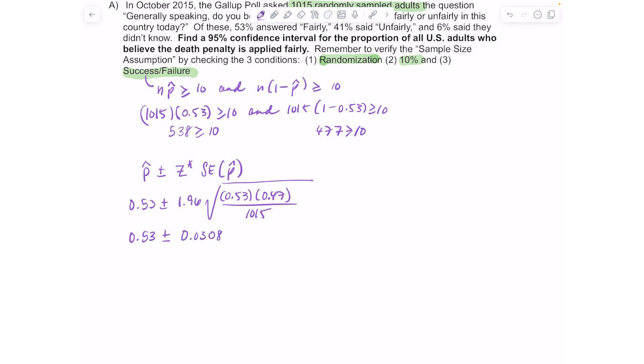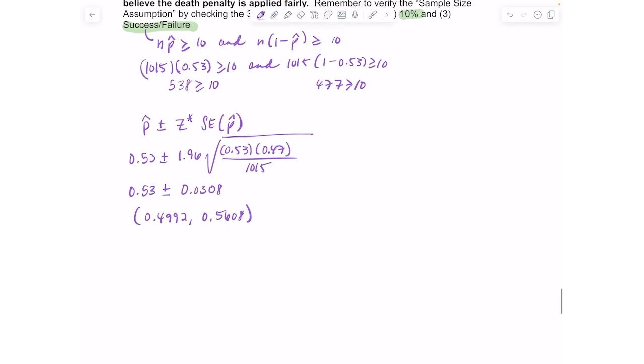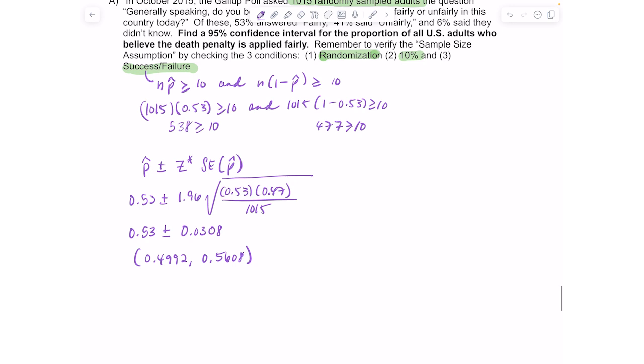And for my interval, I'm going to do 0.53 minus 0.0308, and I get 0.4992. And then 0.53 plus 0.0308, I get 0.5608. So to interpret that, what we're saying is, if we were to take samples of the same size, 1,015 people, over and over and over again, random samples, approximately 95% of them would contain the true percentage of all U.S. adults who think the death penalty is applied fairly, right?